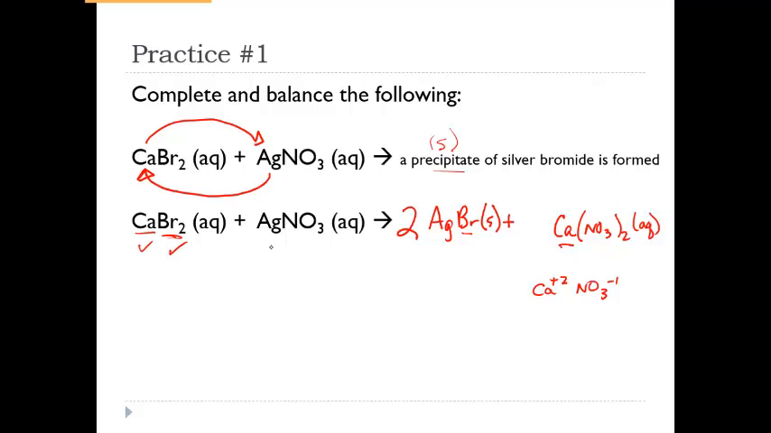Now we have silver. Silver, there was only one on the reactant side. There's two because of the 2 out in front of the silver bromide. There are 2 there. So we're going to want to put a 2 in front of the silver nitrate. That takes care of silver.